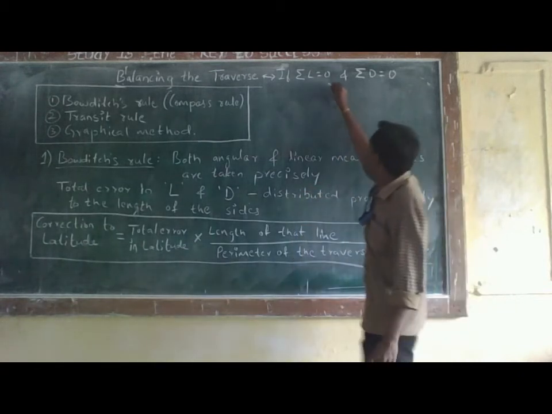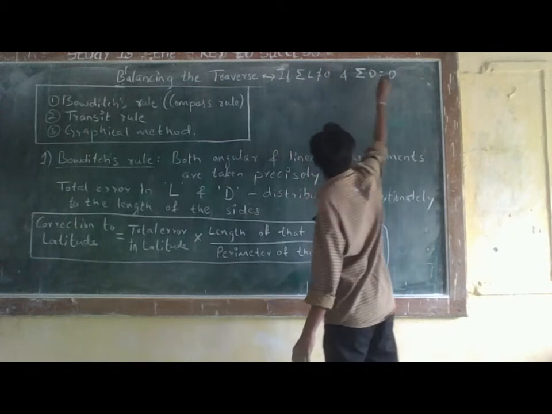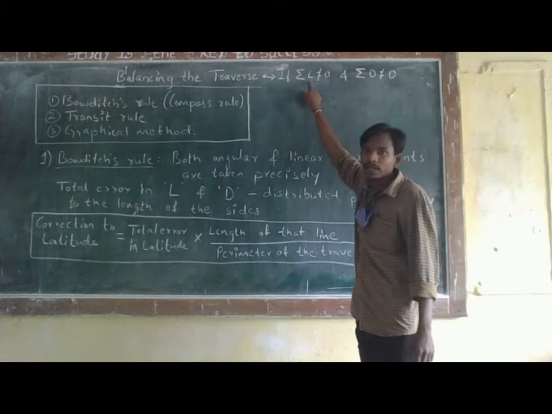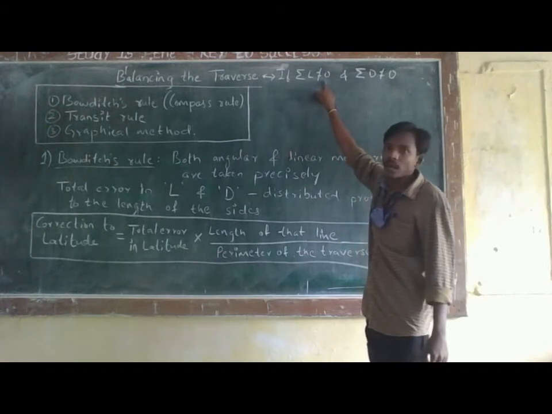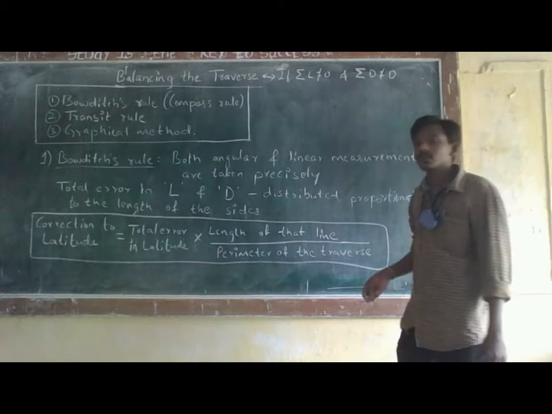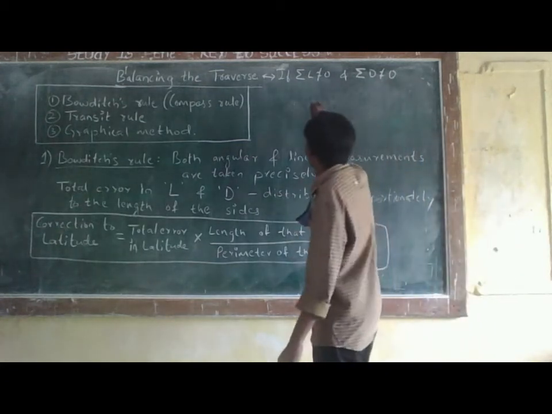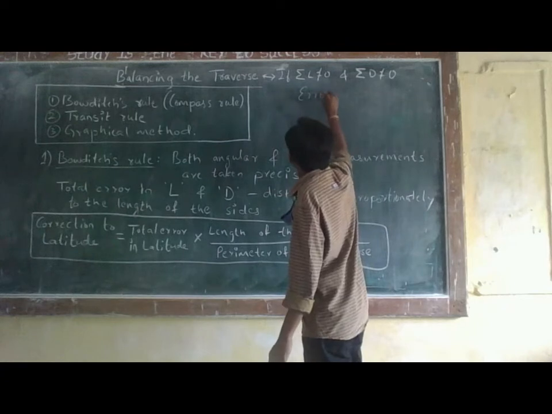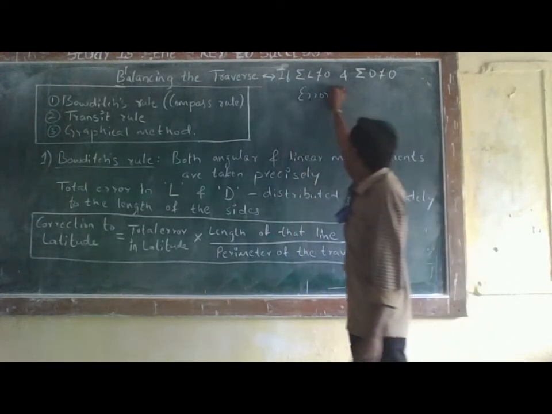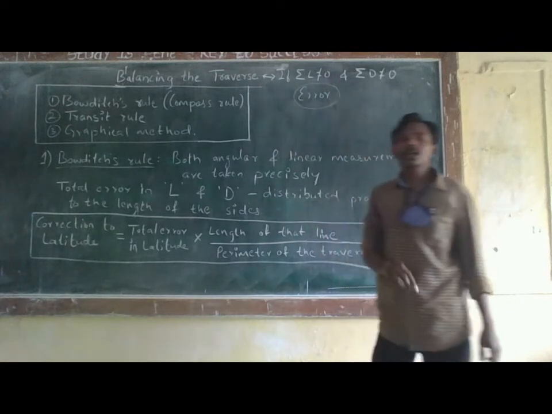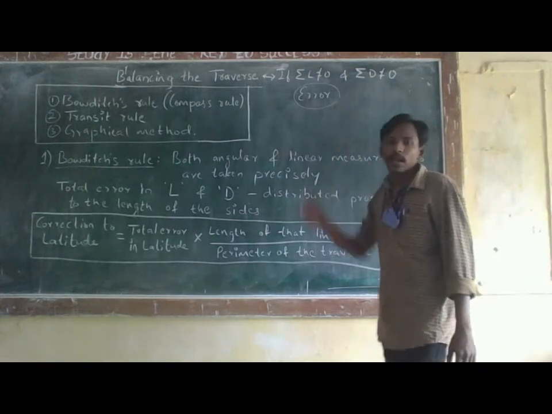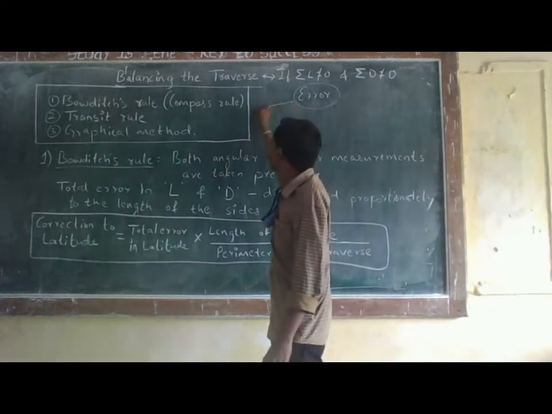Now if it is not equal to 0, if the summation of the latitudes is not equal to 0 and the summation of departures is not equal to 0, then there must be an error in the closing. So we have to balance the closing error. How to balance the error? By using these three methods.